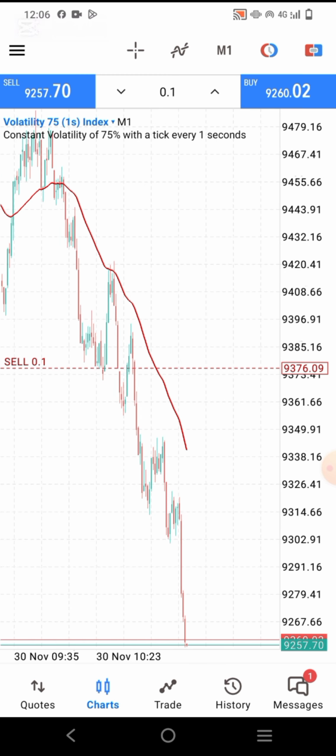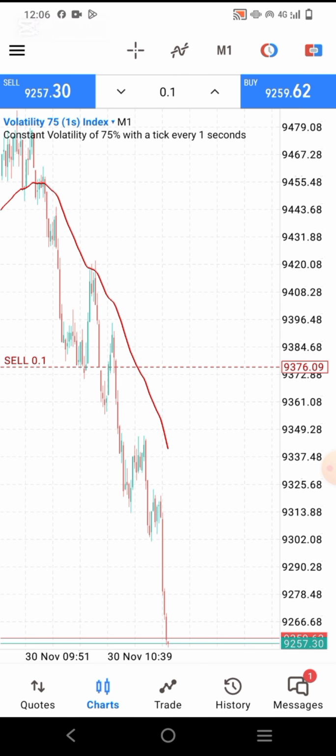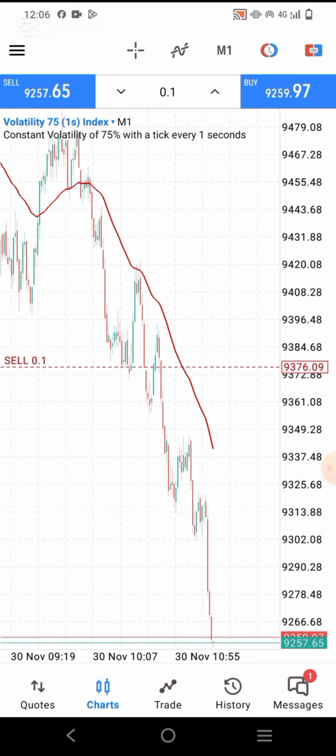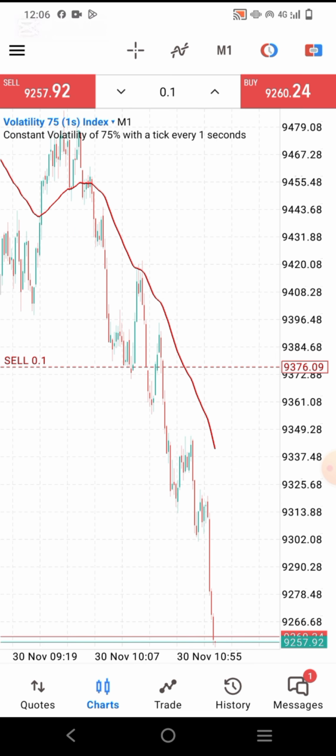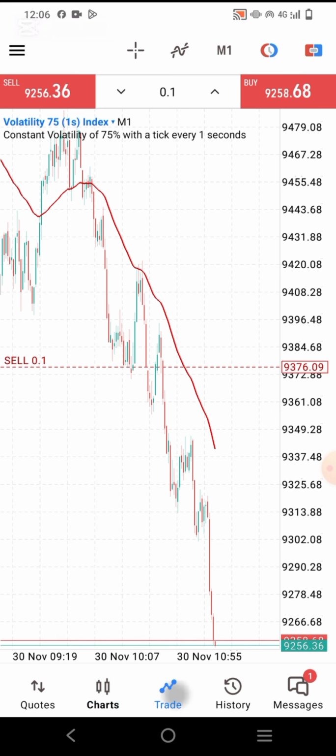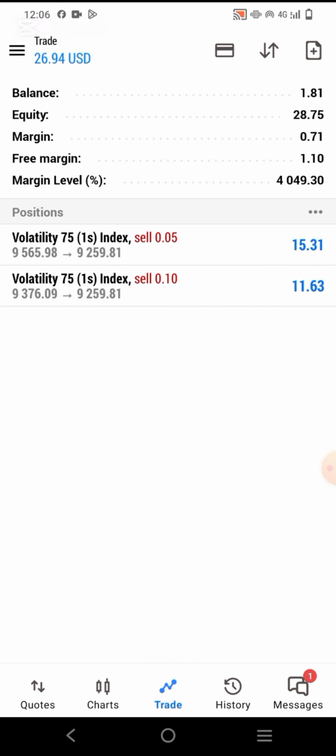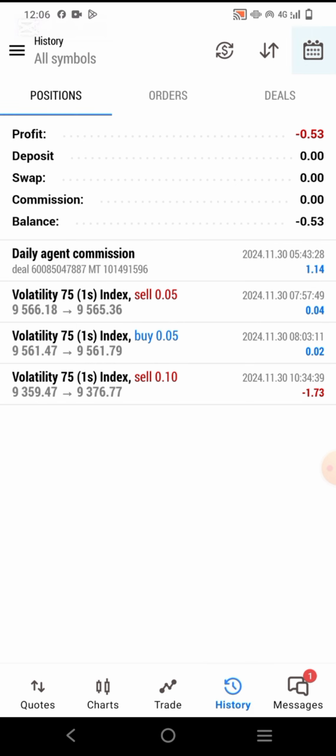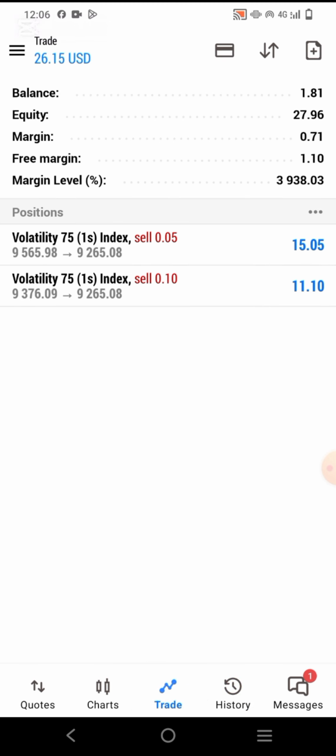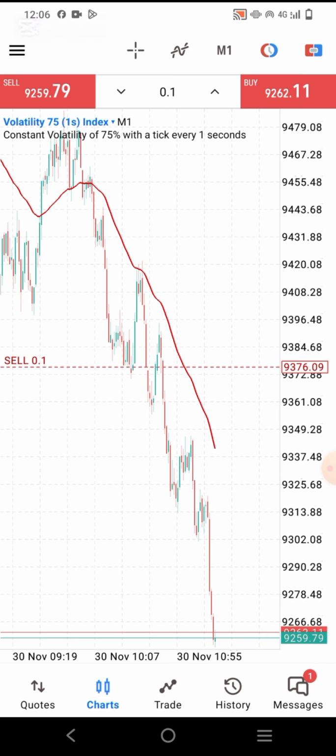Today I want to teach you how to enter sniper entry. What do you need to look at before you place a trade like this? You can see this is today's trade, right? I currently had $1 and I've been able to move that $1 to $28.